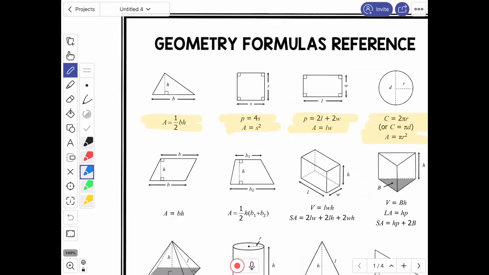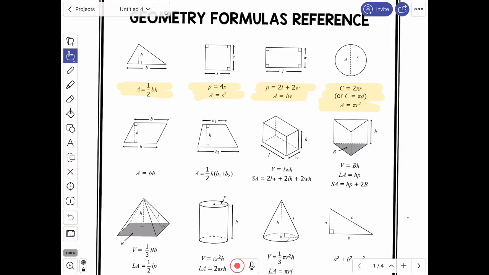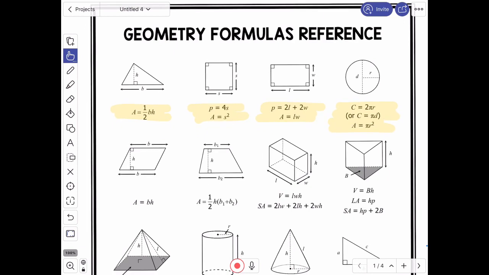Whereas when you start talking about volume is when you get into these types of 3D figures, okay? So we don't have to worry about volume just yet. We're only going to worry about area and perimeter this week, okay? So area and perimeter, which, by the way, this is a reference sheet. I'm going to upload this hopefully on Monday. I think on Monday.